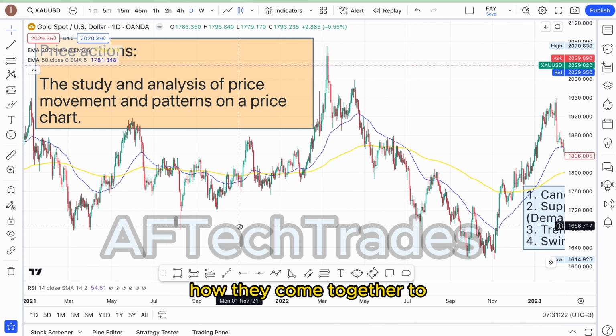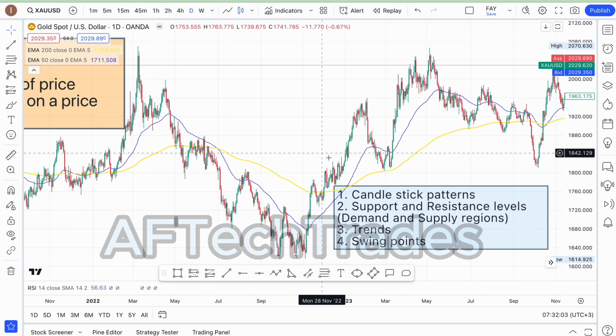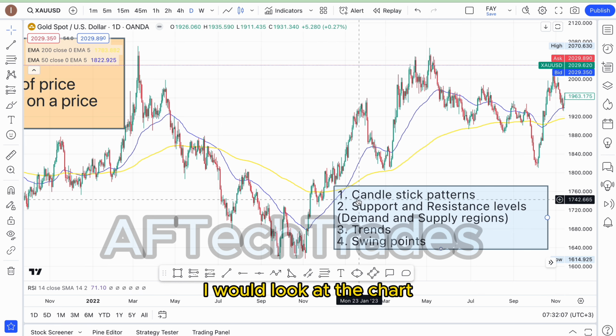What we'll look at: candlestick patterns, please refer to the video on candlestick patterns for detailed analysis; support and resistance levels, which in other words you can call the demand and supply regions; what is market trend; and what are the swing points. First of all we will make some brief description of what they are, just to refresh your memory on the terms. Then we see it in play. Not in this order, we'll look at the chart and describe what these are in turns.